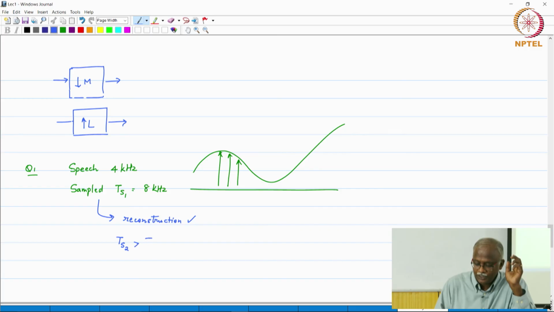Now, what would happen if I took these samples and reconstructed them at a sampling rate Ts2 which is greater than Ts1? You understood the question? I have samples, they have been taken at a certain sampling rate, but I am playing them back, or reconstructing, at a faster rate. What would it sound like?